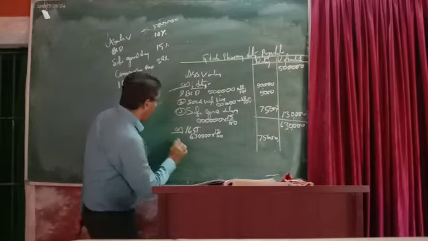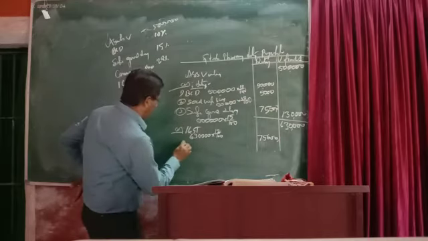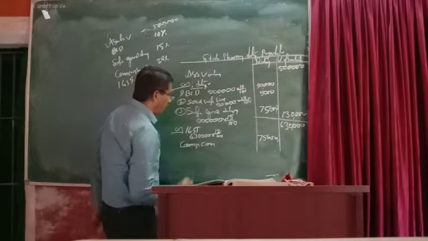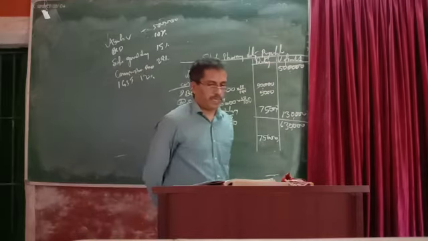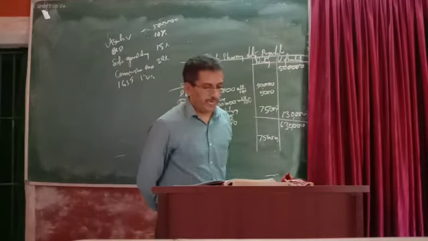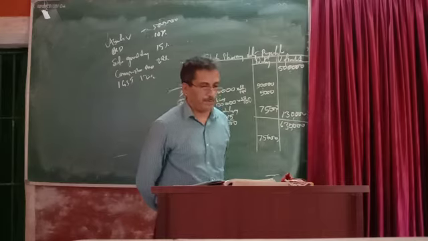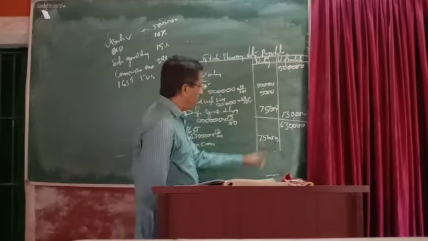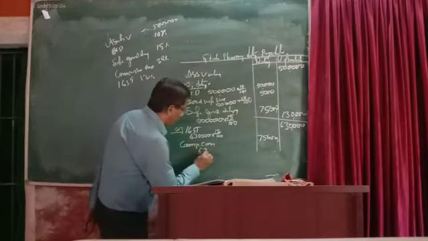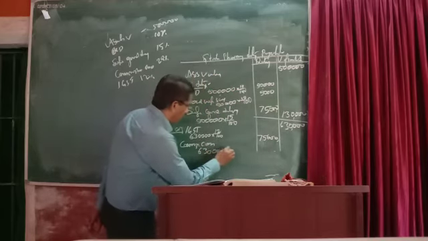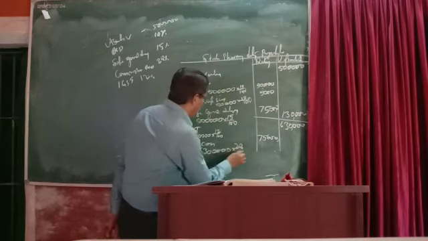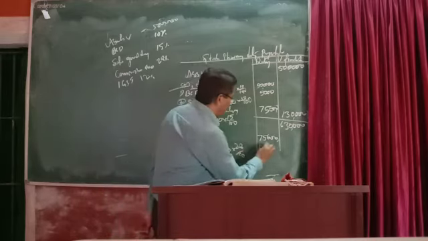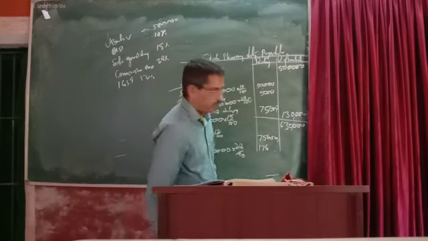One more thing here is compensation cess at 28%. Again, that 28% from this only: 6,30,000 into 28%, which will come up to 1,76,400.